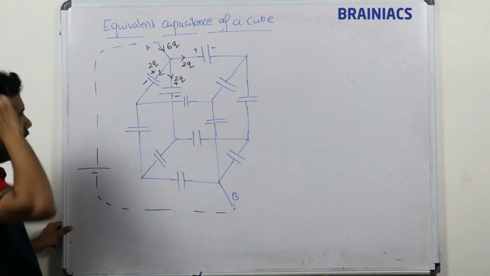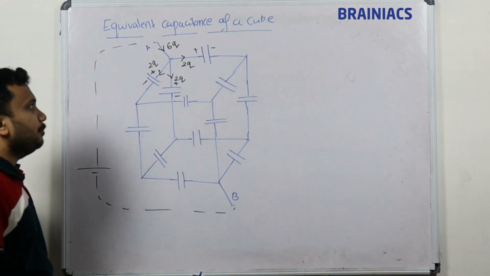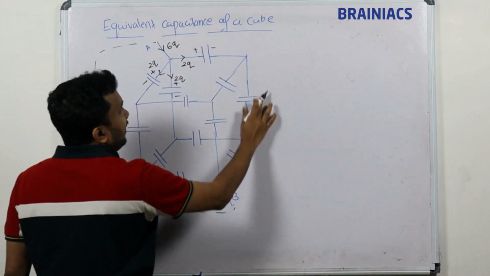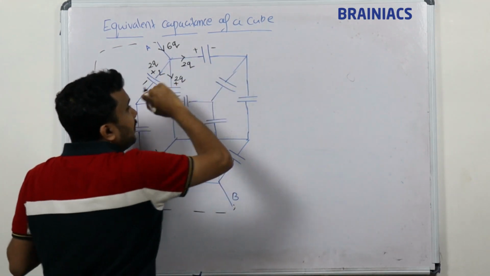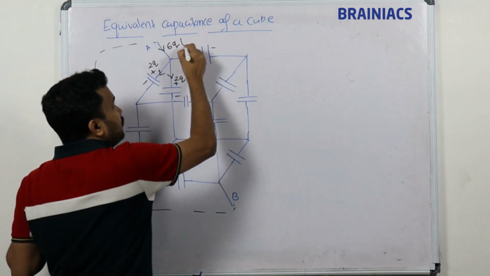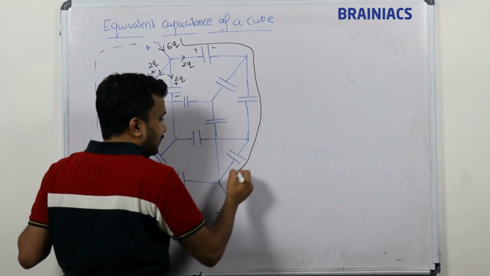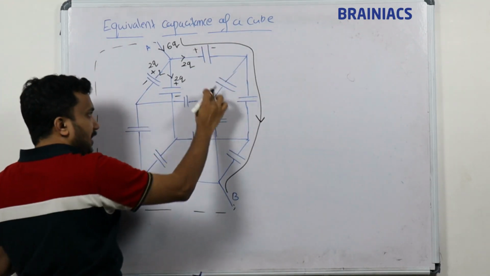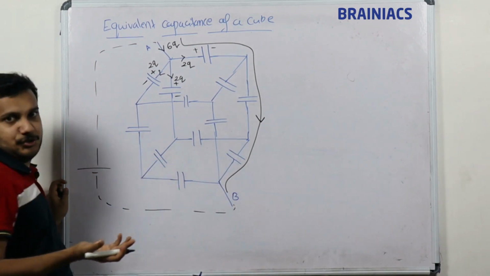Now we need to choose any one path. Suppose I am choosing this path. From positive to negative, I need a closed path. So this is the path I am choosing. I am going like this and coming like this and going like this. You can choose like this also. Any way you can choose it.